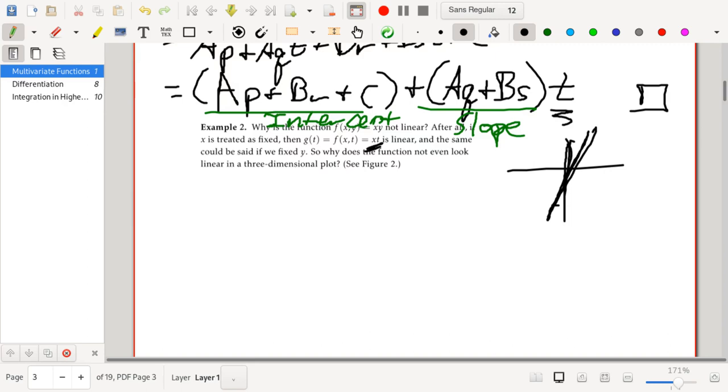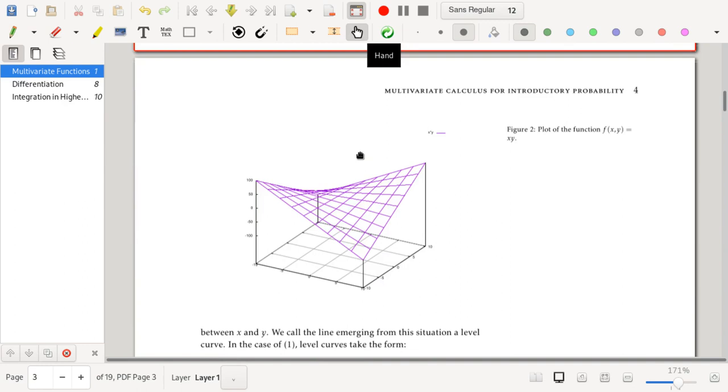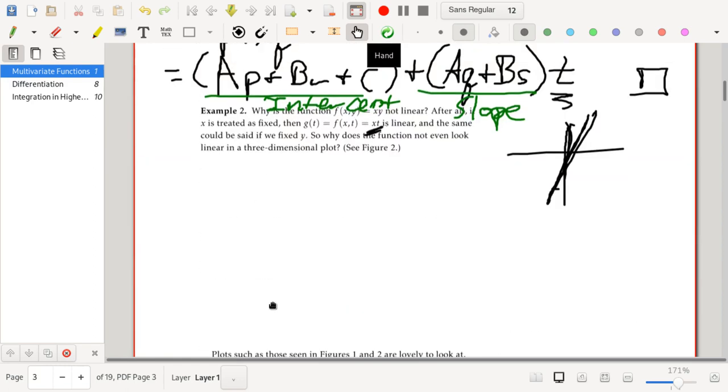So why does this function not even look linear in a three-dimensional plot? If we look at a plot of this function, this is what we see. And that actually does look pretty different from the linear plots that we were looking at before. A linear function in this space will always look like a tilted Cartesian plane, where all you did was tilt it, you didn't deform it in any way. But this Cartesian plane instead looks deformed. So why is this thing not linear?